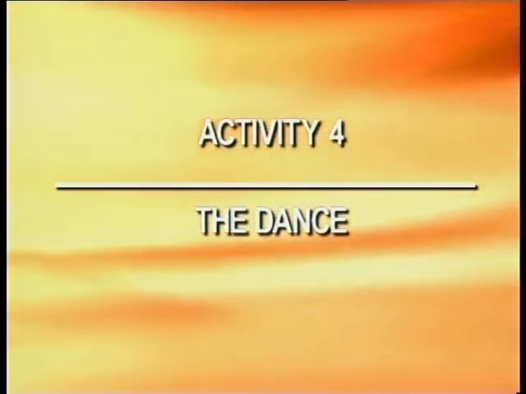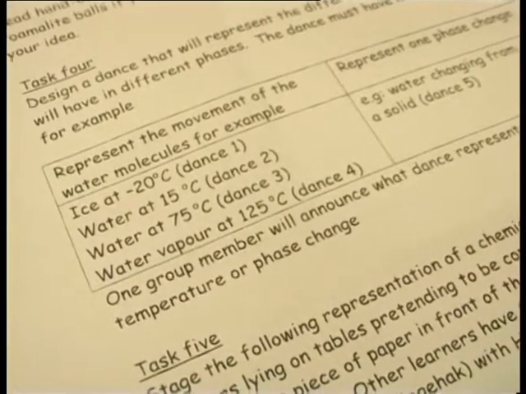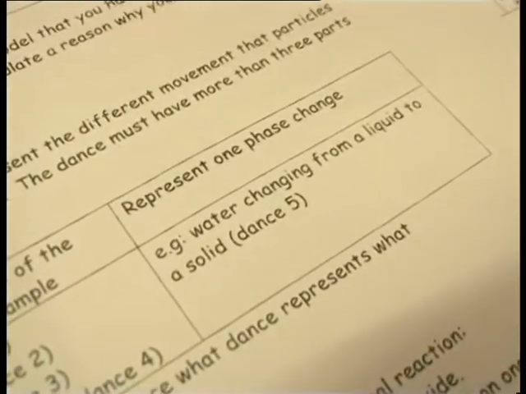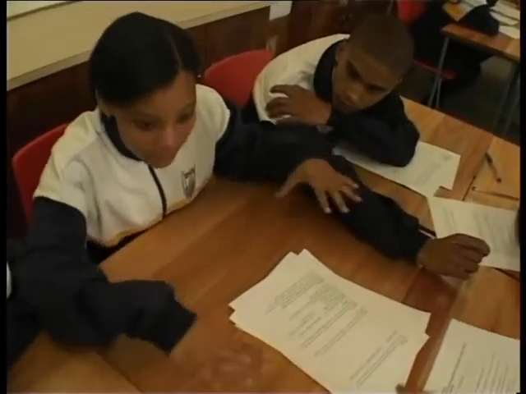Aha! It's time to dance. Yes, we're going to design a dance that will represent the different movements that particles have in different phases. In this activity, learners are required to represent the movement of water molecules at different temperatures, ranging from -20 degrees Celsius to 130 degrees Celsius. We're going to be amazing.